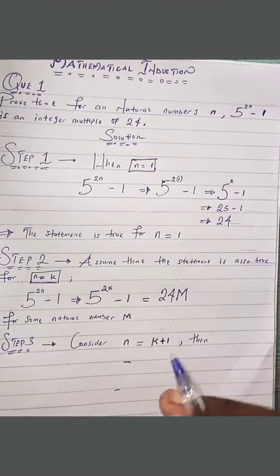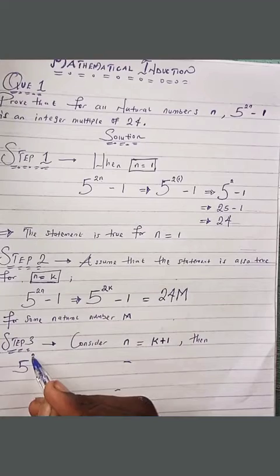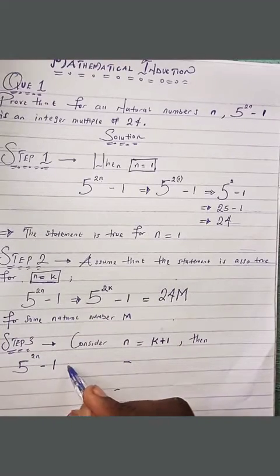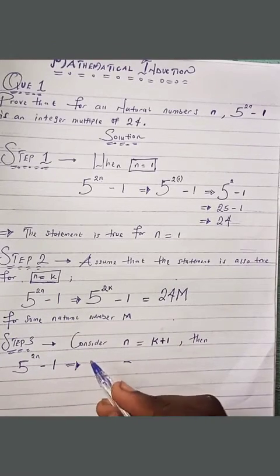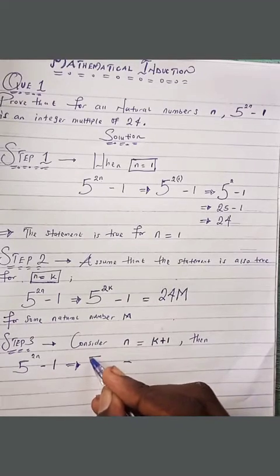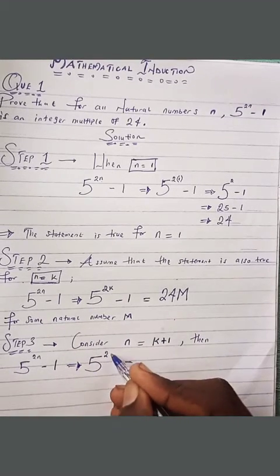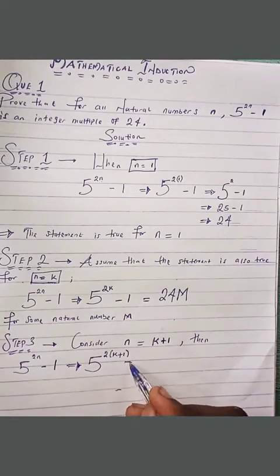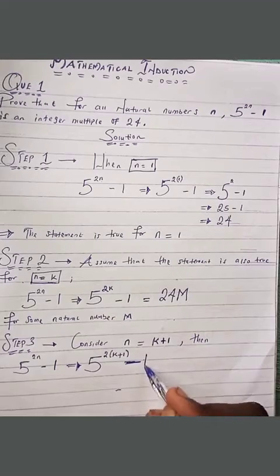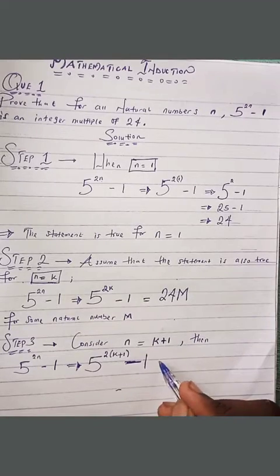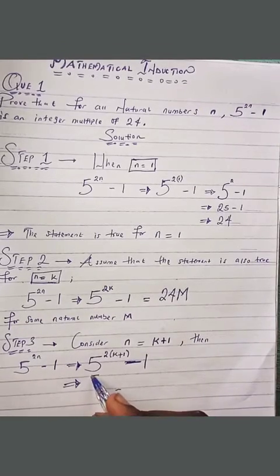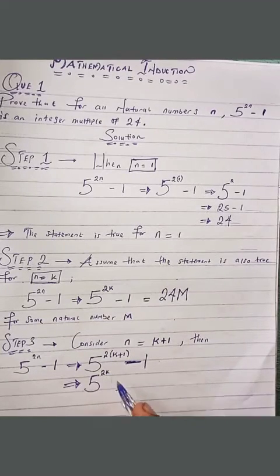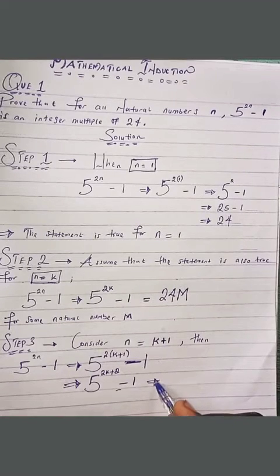Then remember that the expression given is 5 raised to the power of 2n minus 1. So if I decide to put n equal to k plus 1, then class, I have 5 to the power of 2 times my n, which is k plus 1, minus 1. In the same way, this equals 5 raised to the power of 2k plus 2 times 1, which is 2, minus 1.